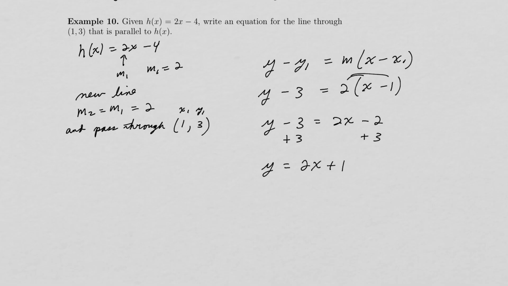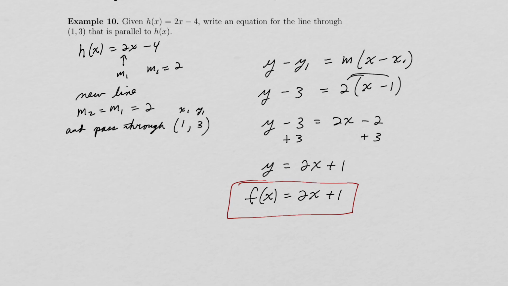So that's our answer. If we want it in function notation, we could just write it as f of x equals 2x plus 1. Okay, so this function, which represents that line, is going to be parallel to the h of x line, except this one passes through the point (1, 3), right? We can check that. If we plug in 1 for x here, 2 times 1 is 2, plus 1 is 3, right? If the input is 1, the output is 3. All right, and then let's do one more where the new line is going to be perpendicular to the original line.